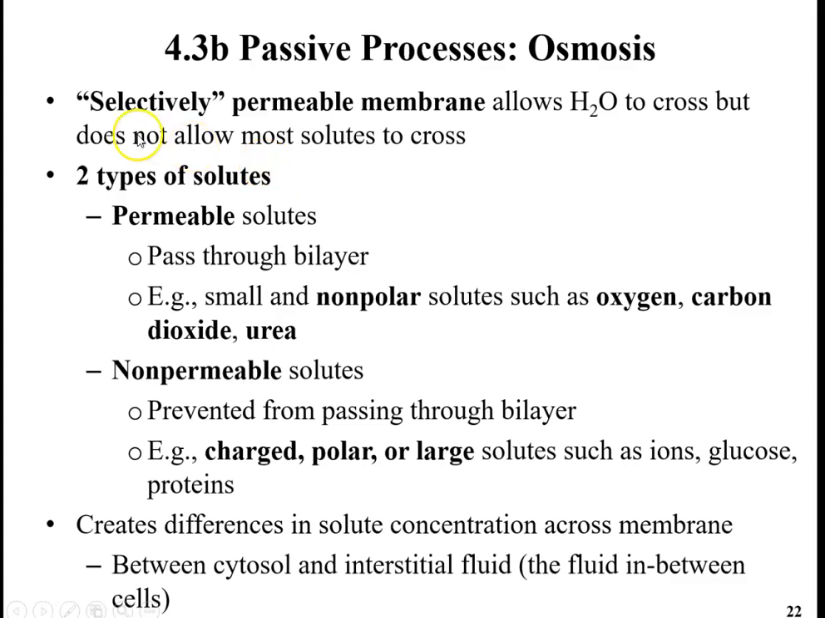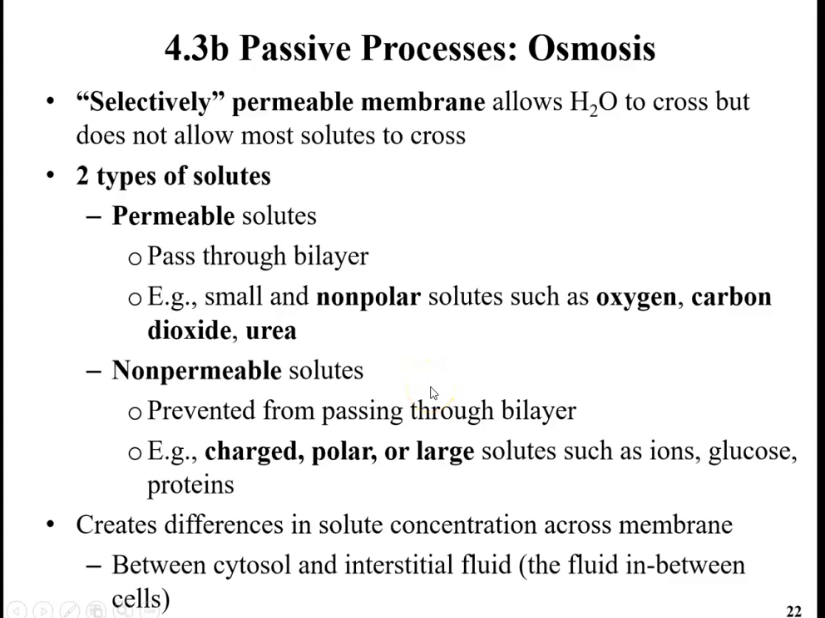Alright, it's important to know that there are two types of solutes. There are permeable solutes that pass through the lipid bilayer. These are small and non-polar, such as oxygen, carbon dioxide, and urea. You're going to see this as the three big ones that come up: oxygen, carbon dioxide, and urea. Then you have non-permeable solutes. These are prevented from passing through the bilayer. They are charged, polar, or very large solutes, such as ions, glucose, and proteins.